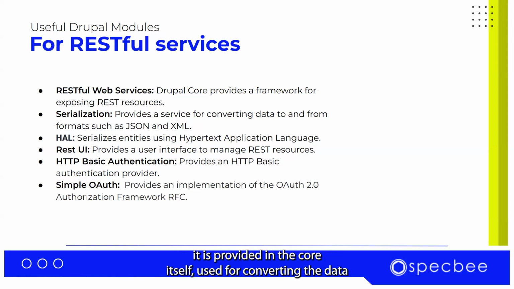Serialization is also provided in the core itself, used for converting the data into the form of JSON and XML. HAL is another, a contributed module used for serializing entities as Hypertext Application Language. And the REST UI is a wonderful game changer when it comes to RESTful services, because this is the module that provides us a UI for managing all our resources on the system. We can manage everything, and we are going to explore that in a while.